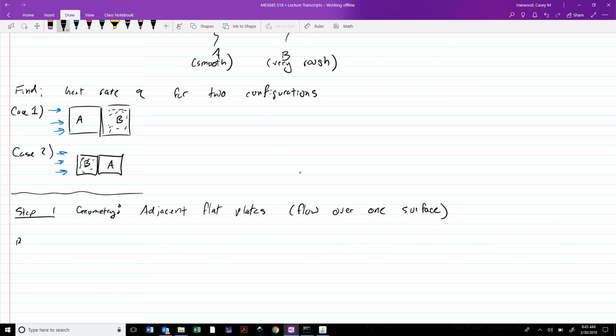Reference temperature. We're going to look up our fluid properties at this film temperature, which is going to be equal to the average of the air temperature and the surface temperature: 22.5 degrees Celsius, or 295.5 Kelvin.